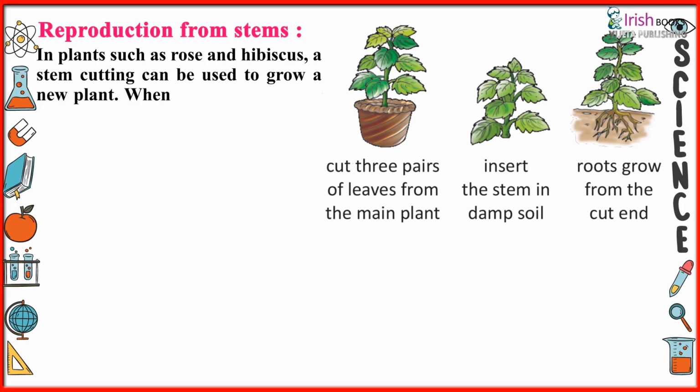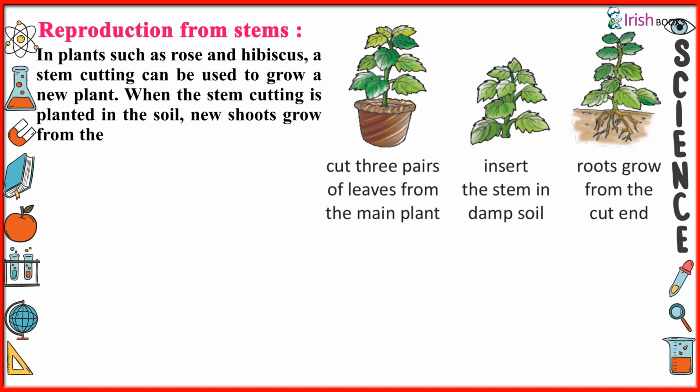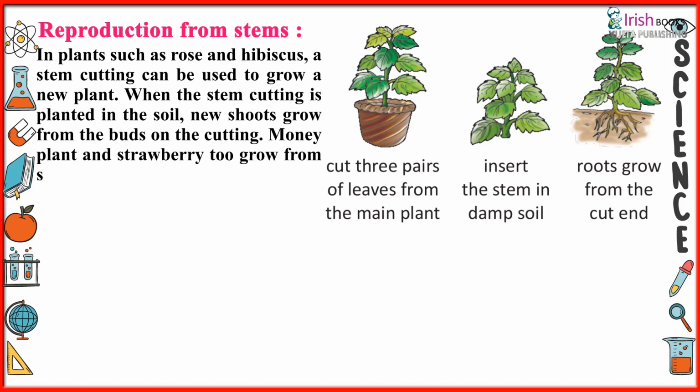When a cutting is planted into the soil, new shoots grow from the buds on the cutting. Money plant and strawberry too grow from stem cuttings.